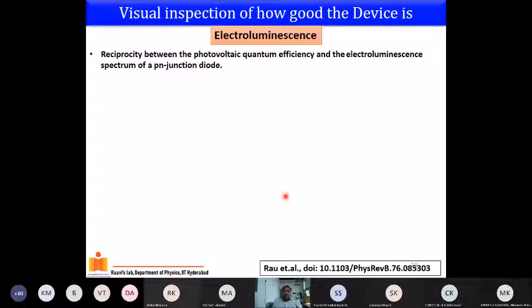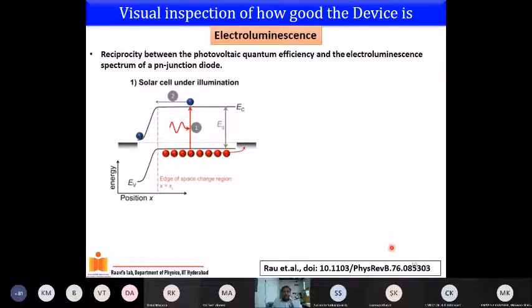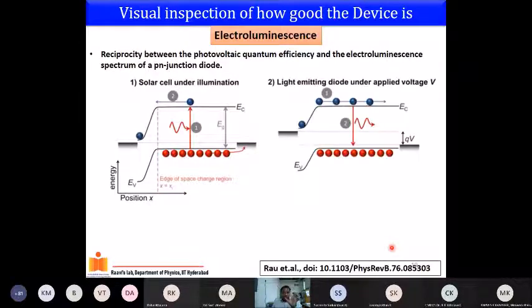So there is something called the reciprocity theorem, which says that there is a reciprocity between the photovoltaic quantum efficiency and the electroluminescence spectrum of a PN junction diode. This paper, which I will probably send you in the evening, gives the derivation for this reciprocity theorem. Okay, it simply says that if you put a solar cell under illumination, you end up getting a current output, so you get some voltage. If you apply a similar voltage, you should get the output. So here light is the input, voltage is the output. In the second case, voltage is the input, light is the output.